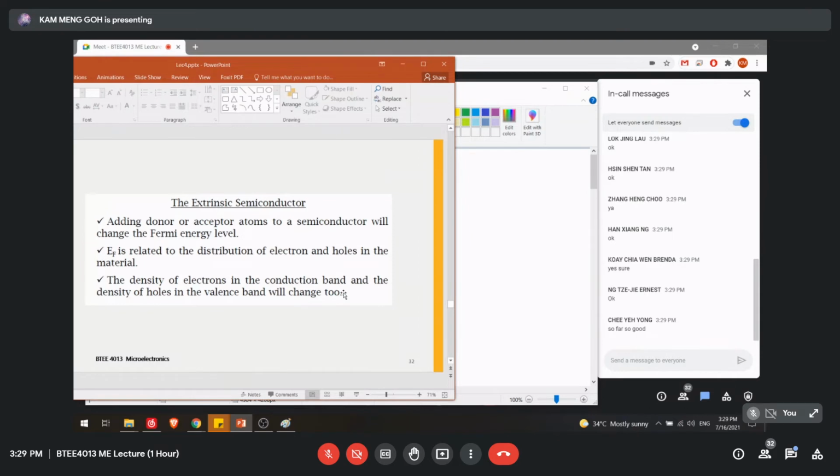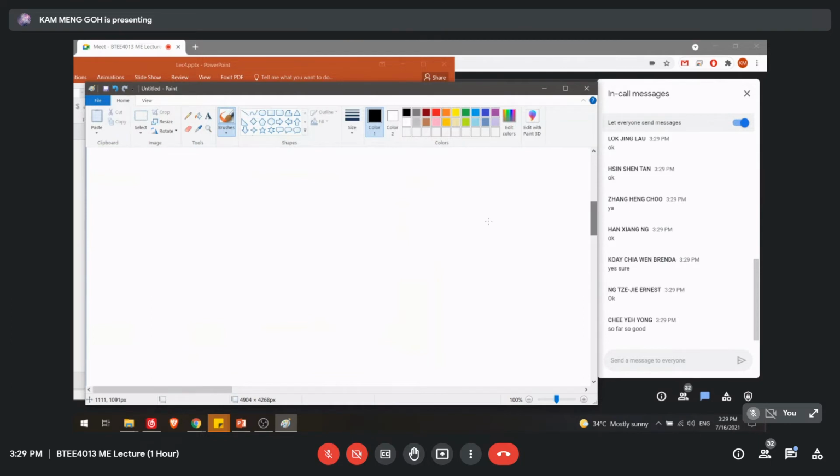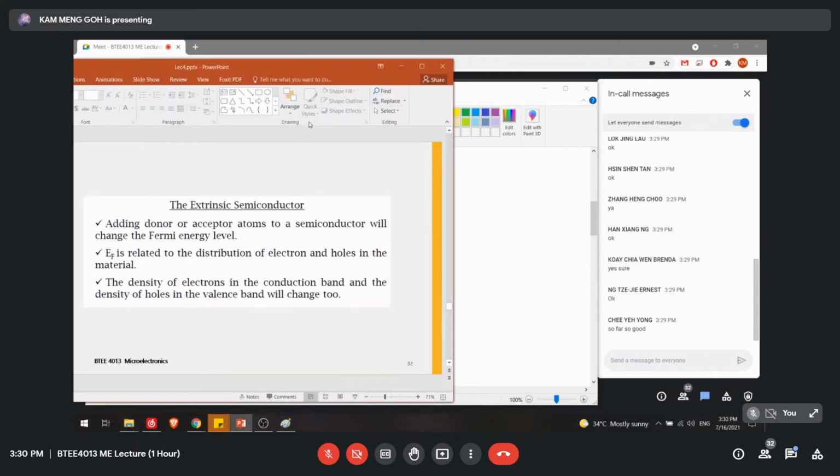So this one is the extrinsic semiconductor, as I mentioned. Adding the extra donor or the acceptors will change the Fermi energy level. Before you add any extra dopant, your EF will be equal to EFI, the intrinsic Fermi energy level. But after you add the donor or the acceptor, your EF will no longer equal the EFI. It will deviate from the EFI because you change the characteristic right now.